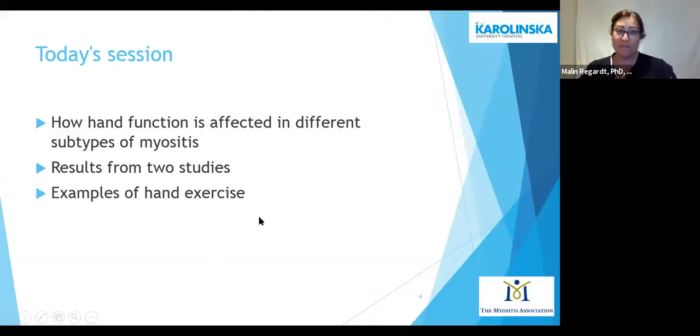So today's session is about how hand function is affected in different subtypes of myositis. I will also give you results from 2 studies that we made. And in the end, we're going to do some hand exercise, so I hope you all have something to do the exercise with.